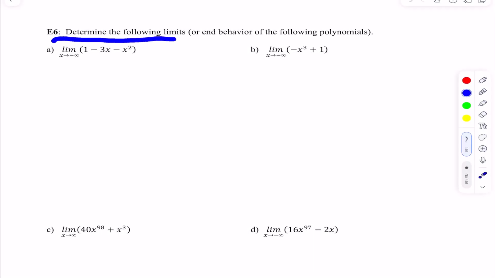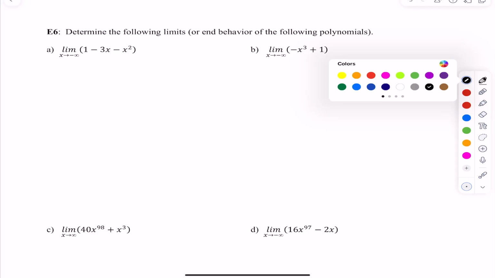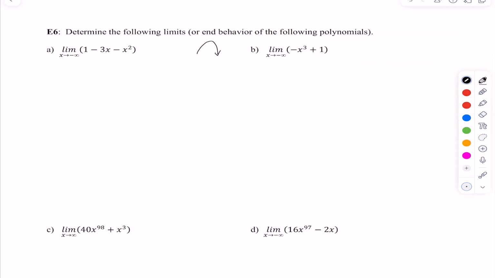Let's determine the following limits, or end behavior of the following polynomials. Notice these functions are very simple polynomials. You may have even recalled their end behavior in a pre-calculus experience. For example, the first function here is actually a parabola that is facing down. So you may actually know the end behavior for this function. There it is, right? Both ends of that function are actually pointing downwards.